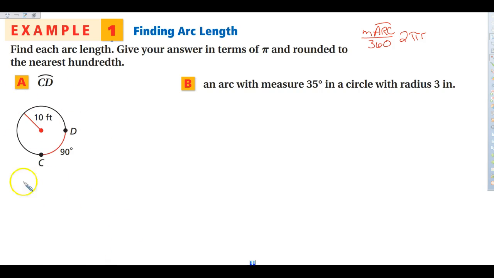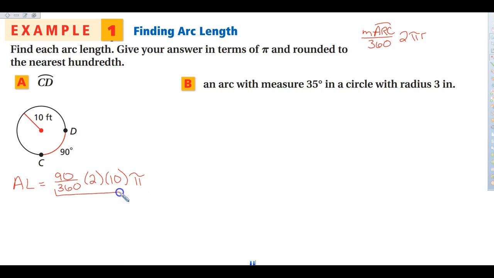So when we look at this problem, I'm going to use AL to stand for arc length. I'm going to do the degree of my arc, which in this case is 90 degrees over 360. And I'm going to multiply this again by 2 pi r. So I'm going to multiply it by 2, my radius is 10, and times pi.